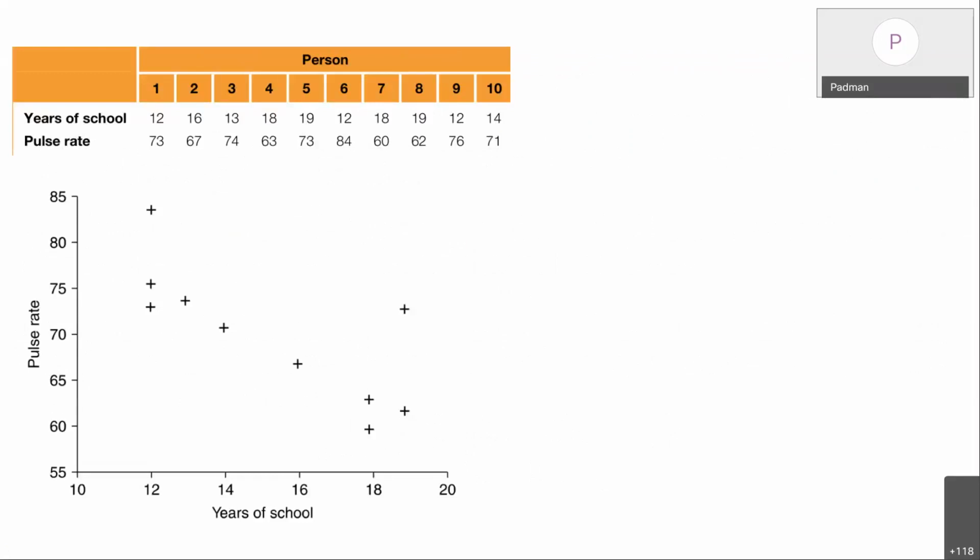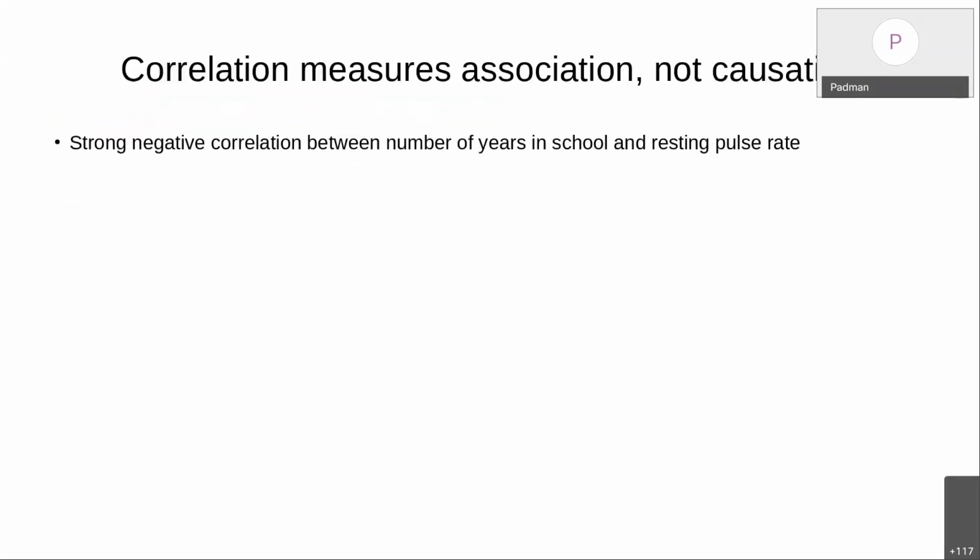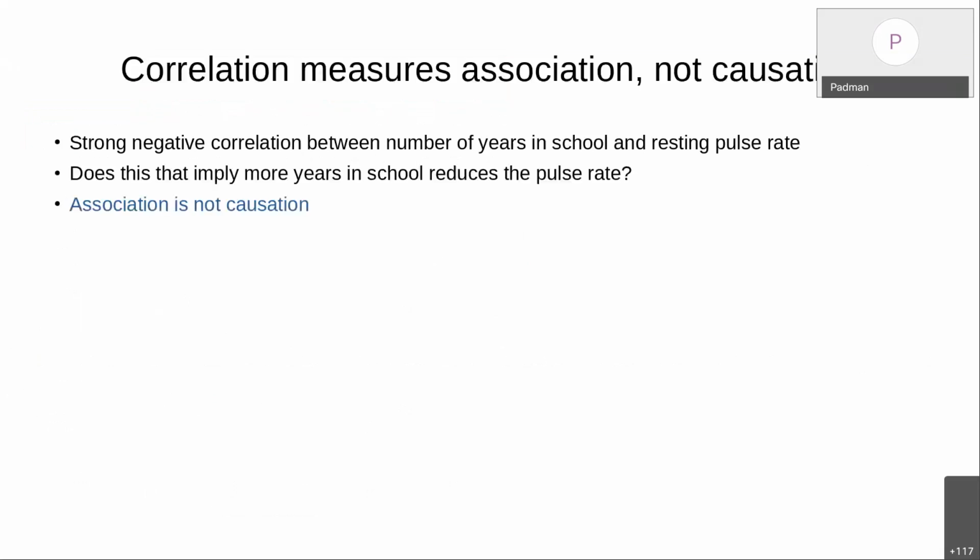We are looking at causation now. Cause means there is a cause and effect. So is spending more time in school, more years in school, the cause of less pulse rate? Does spending more time in school give you a lesser pulse rate? You have to be careful there, because having a strong correlation between two variables does not mean causation. That does not mean that one variable causes the other. Okay, association is not causation.